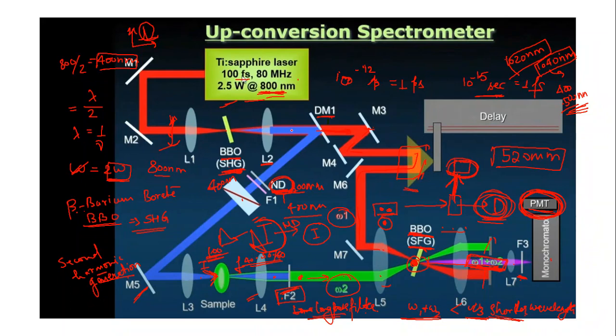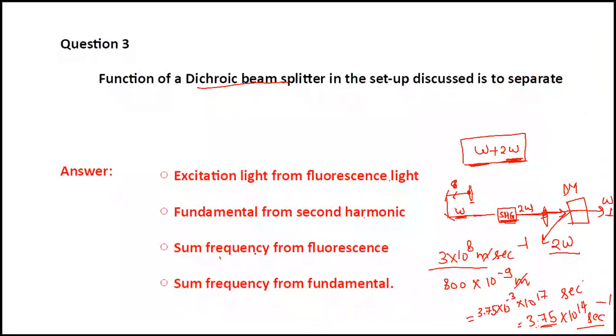This blue signifies 2 omega and the red signifies omega 1, which I denoted here in the sketch I drew. So basically this dichroic beam splitter transmits the red or 800 nanometer light, the lower frequency light, and reflects the higher frequency light, so that it can go on to the sample and therefore we can get the fluorescence record.